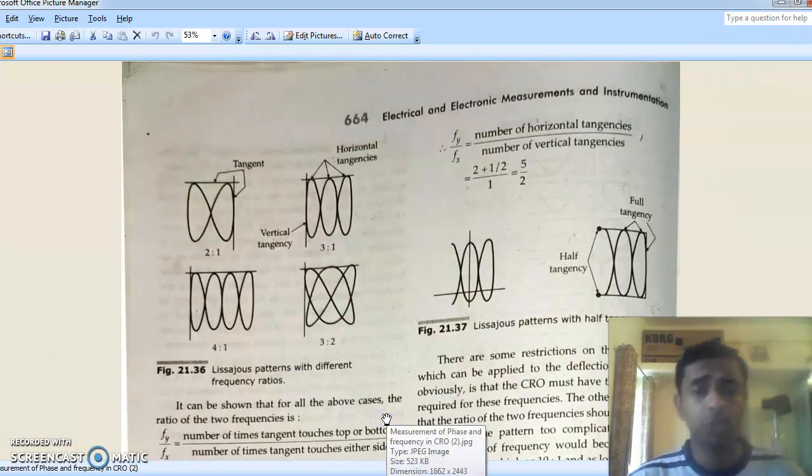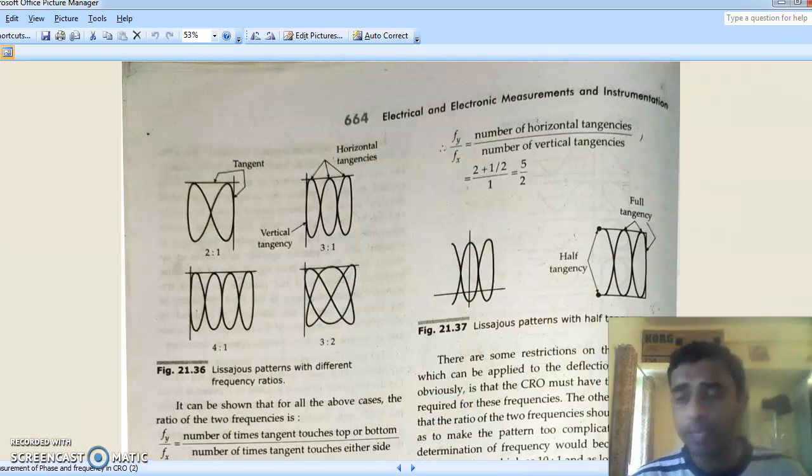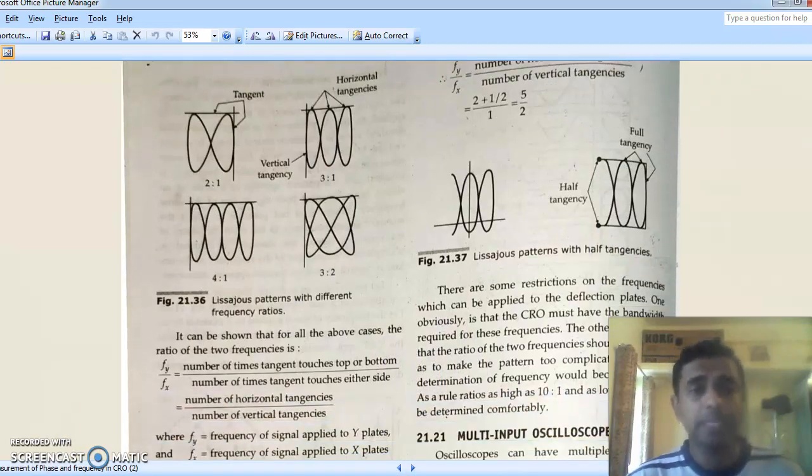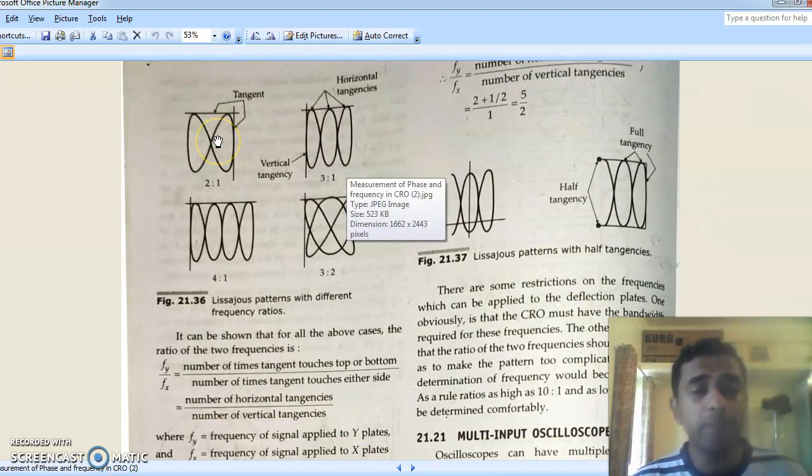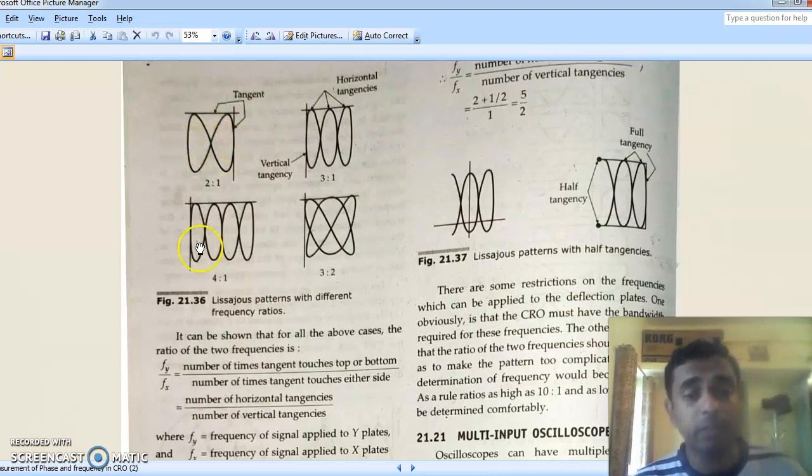Suppose, this is the equation for that. Suppose we apply some signal across the y plate and some signal with some frequency across the x plate, and we get such a pattern. So this is the ratio, that is Fy by Fx, the frequency of the y signal by the frequency of the x signal, equal to the number of times a tangent touches top or bottom divided by the number of times a tangent touches either side.